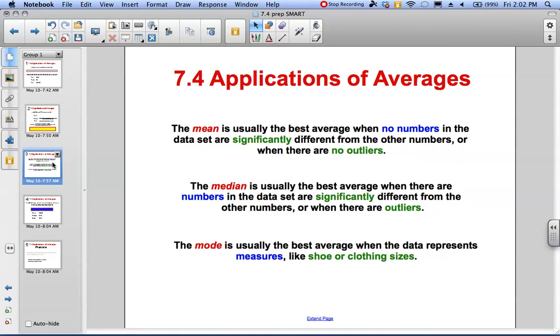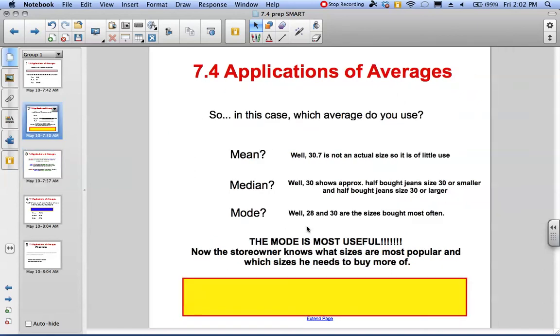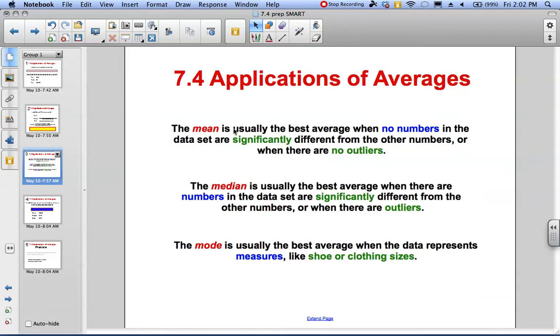The mode is usually the best average when the data represents measures, sizes of things, clothing, shoes. Like in the example we just used, the store owner knew that 28 and 30 are the numbers he's selling more of, so those are the ones that he would buy more of. Mean is best when there are no outliers. Median is best when there are outliers, and mode is the best when you're using something like measuring shoe size, clothing size, something like that.